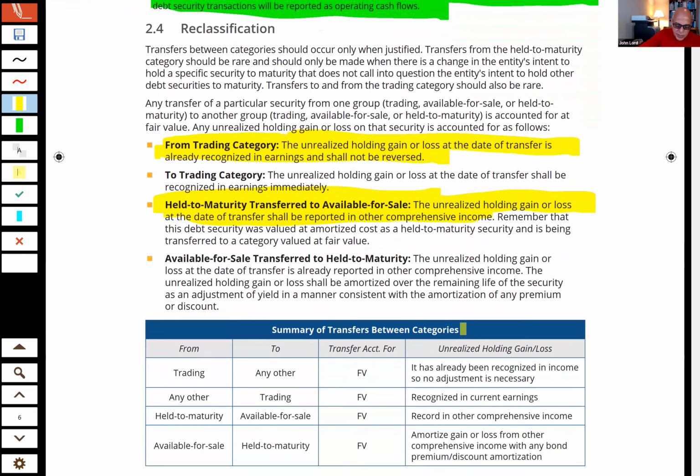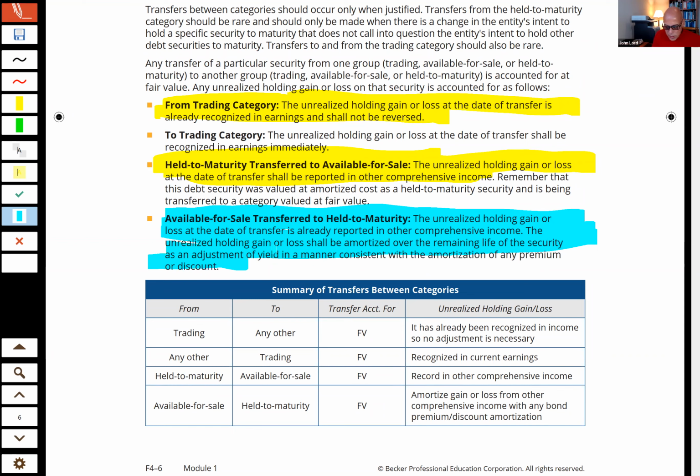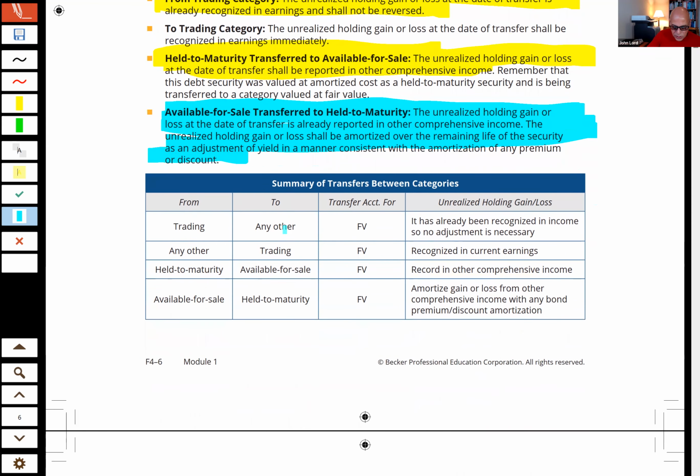Now, where it gets interesting is if it is in available for sale and you transfer it to held to maturity. Now, unrealized holding gains and losses that were already reported in other comprehensive income shall be amortized over the remaining life of the security as an adjustment of yield in a manner consistent with the amortization of a premium or discount. Okay, now that's something that doesn't exactly jump to mind as to what they're talking about. So let's just go ahead, I'm going to have you write in a little example down here.